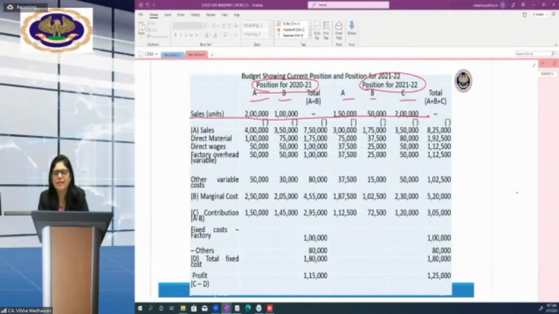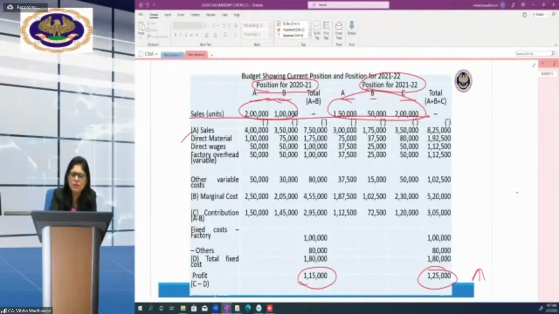See, the sales are the same. Sales are total 3 lakh earlier also, and total 3 lakh now also. So they want to see what is the favorable position. If I take you to the last profit line, for 21-22 there's an increase in profit of 10,000. So I think product C inclusion is recommended. This is what they asked of you. The rest, I think you can calculate: sale minus marginal cost, contribution, fixed cost, total fixed cost, and then the profit. So you can take a note of this solution and practice it.